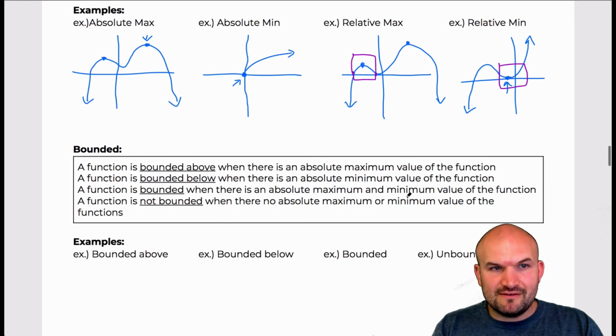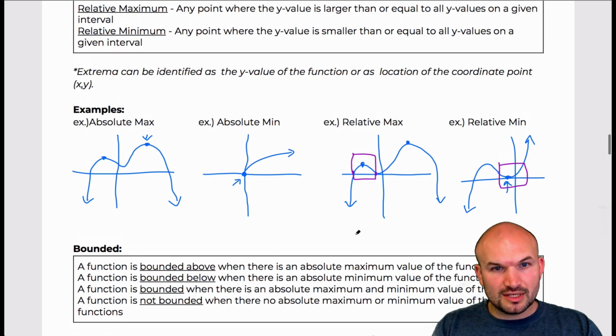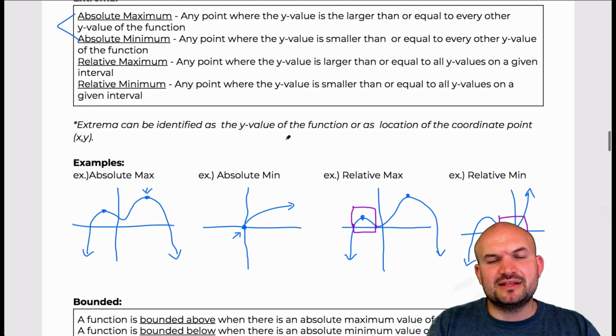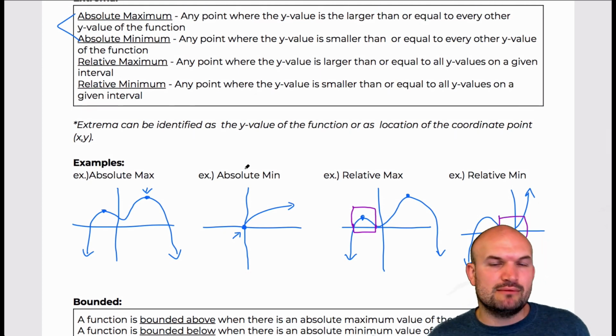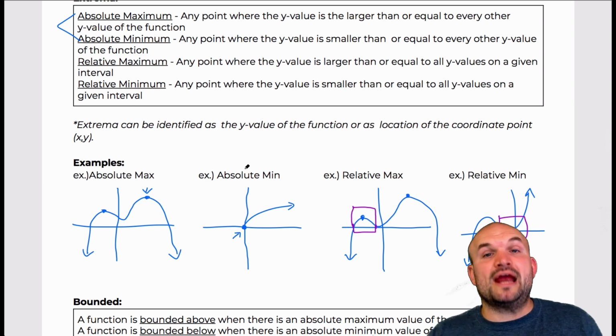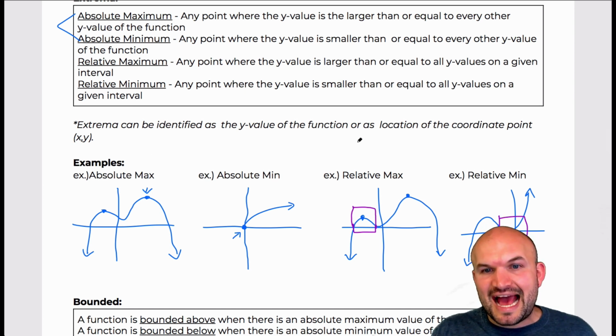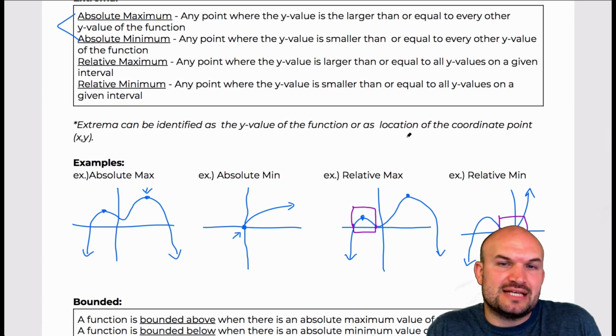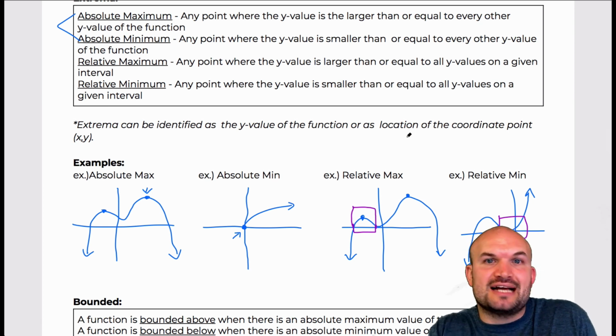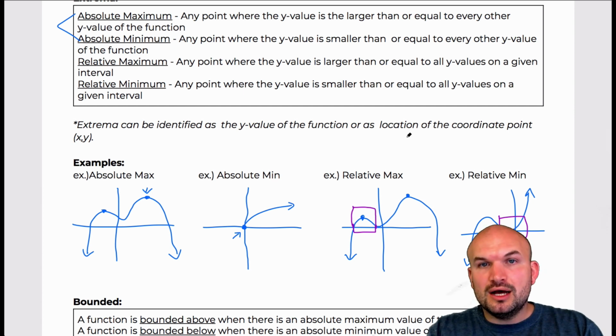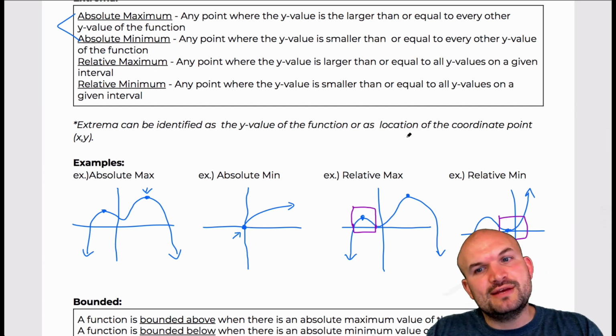Now, it also is kind of important to talk about these. When we're talking about the max and mins, just make sure you understand what the question is. If it says where does the max or min occur, then we're going to be looking at the x value, right? The min occurs at x equals, or the max occurs at x equals. If the question is asking about the value of the max or min, then they're looking for the y value.